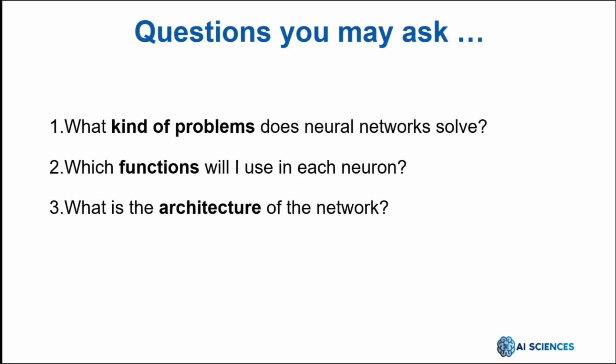Question 2, which functions will I use in each neuron? We can use linear or nonlinear, depending on the complexity of the problem. Question 3, what is the architecture of the network? We have different types of neural networks: a perceptron, a recurrent neural network, or RNN, a convolutional neural network, CNN, etc.